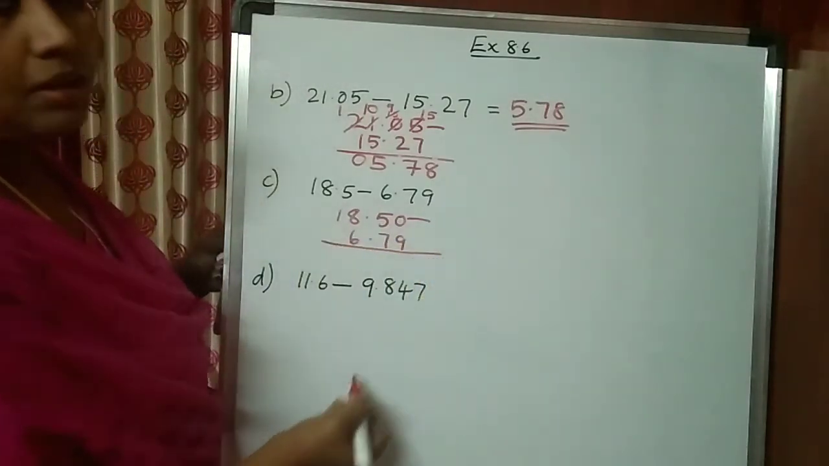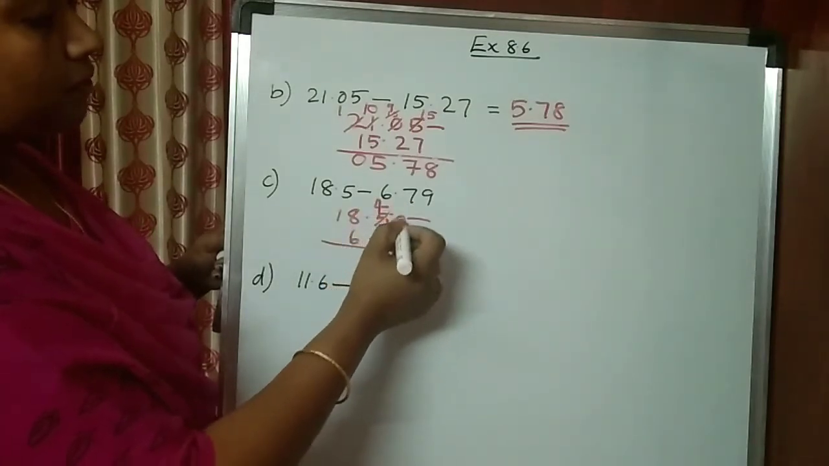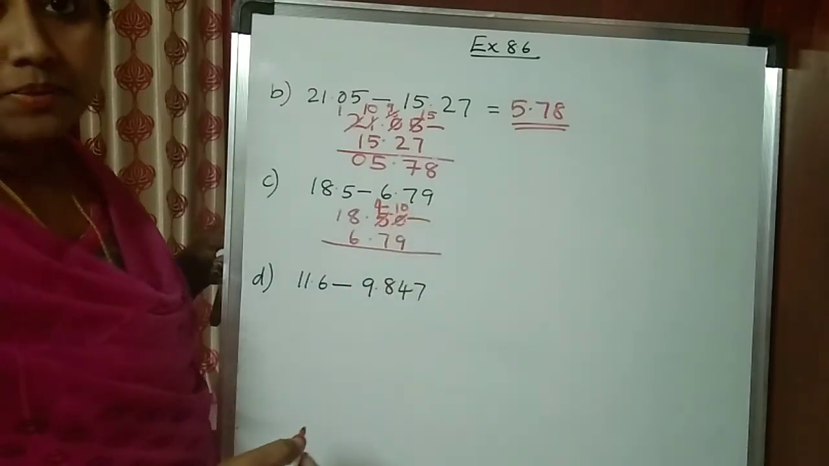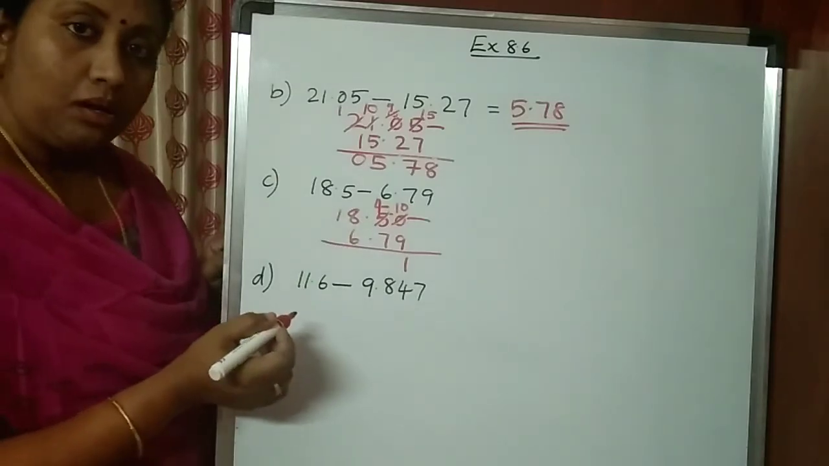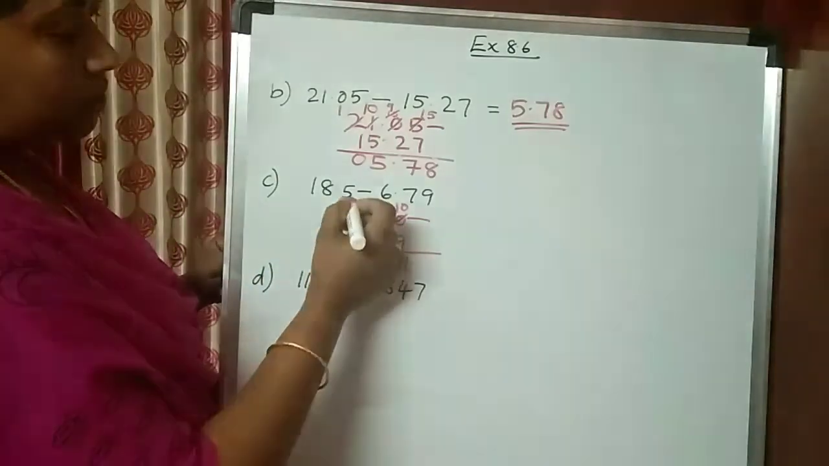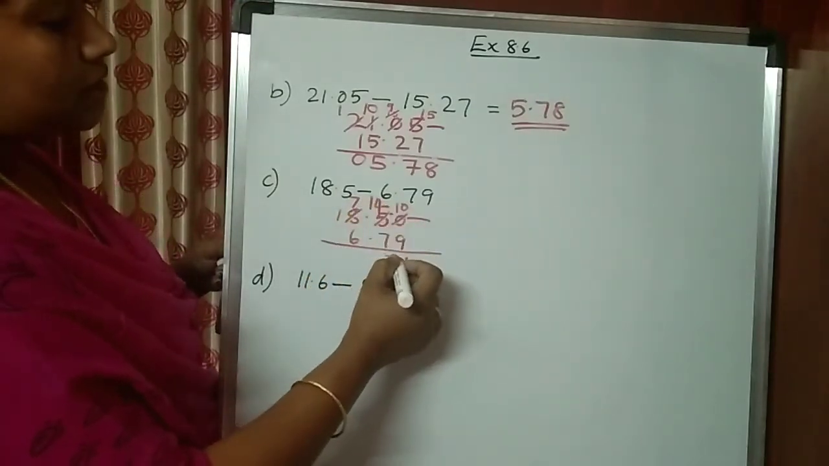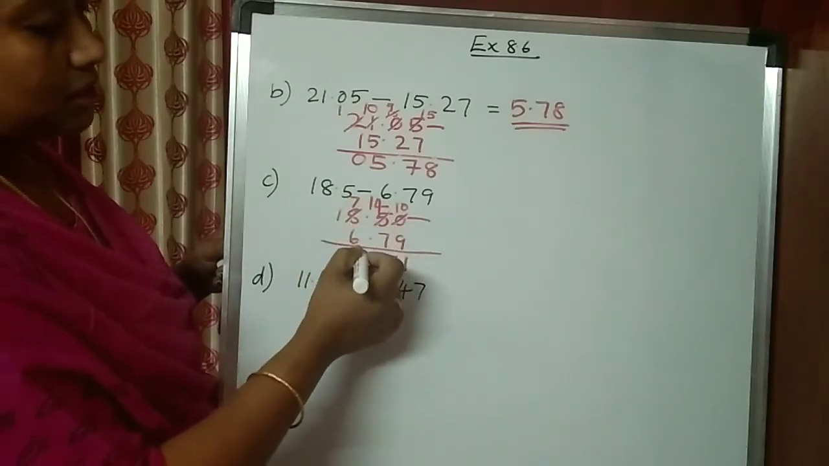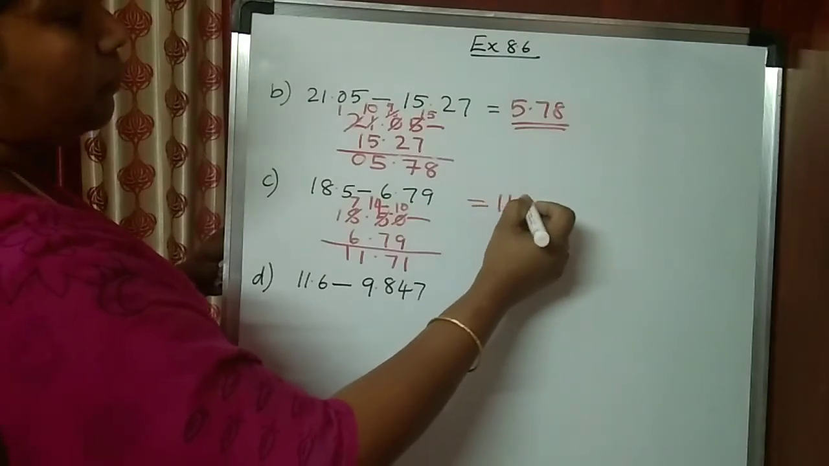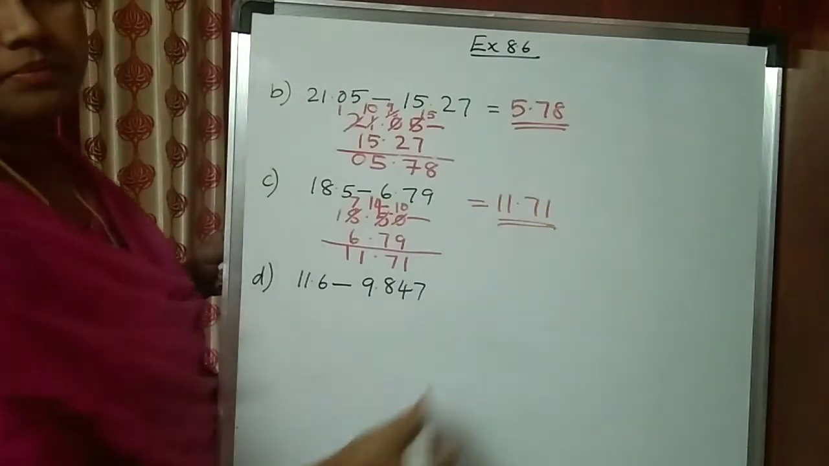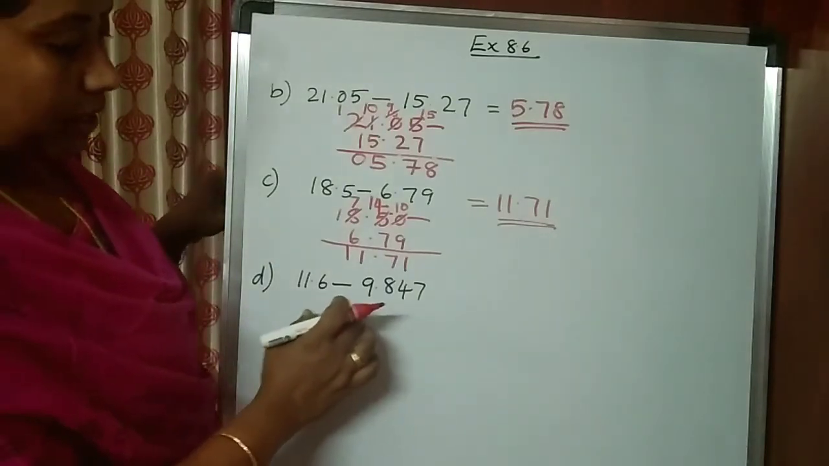Then you subtract. 0 minus 9 is not possible, so you borrow. This 5 becomes 4 and this 0 becomes 10. 10 minus 9 is 1. 4 minus 7 is possible? Not possible. So borrow. This 8 becomes 7 and this 4 becomes 14. 14 minus 7 is 7. Then 7 minus 6 is 1. Here also 1. So what is your answer? 11.71. Okay.